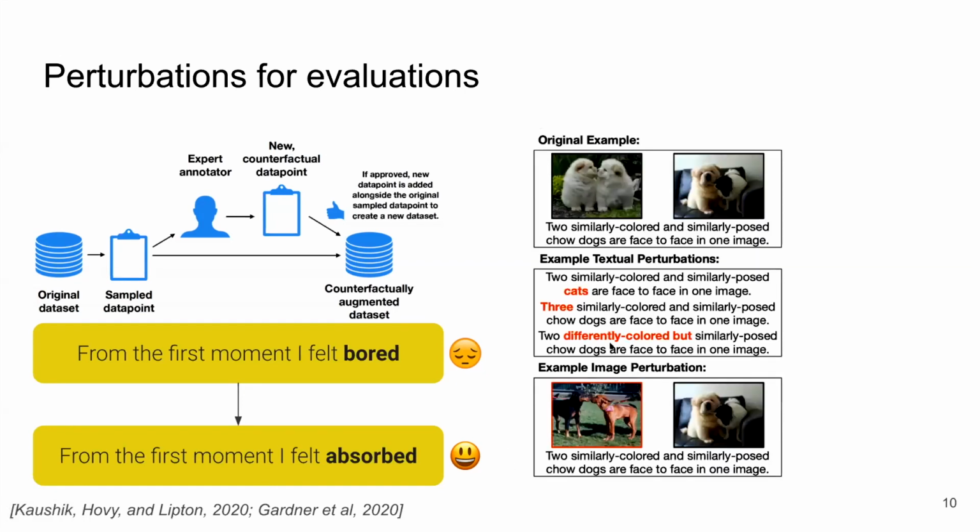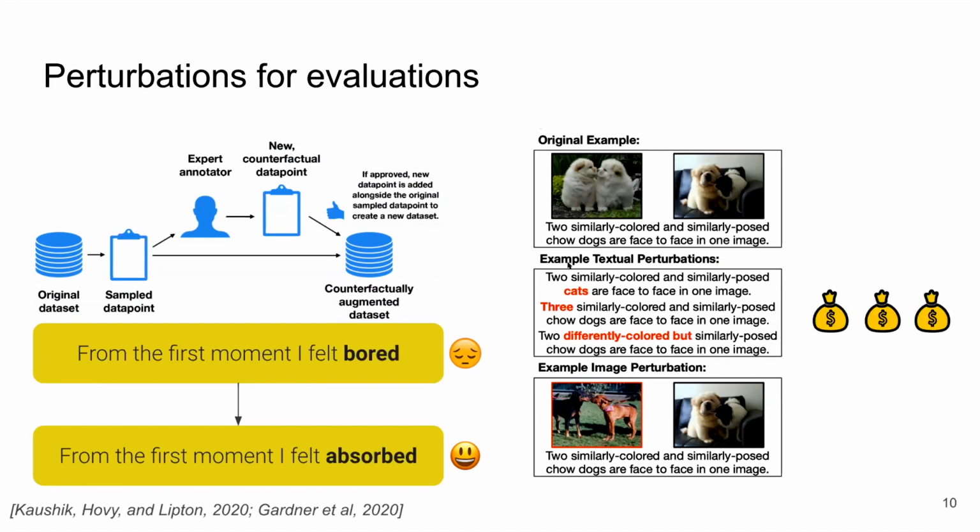And similarly, there was work by Gardner et al. that proposed contrast sets, where here, for example, given two images and a statement, you have to say if the statement is true with respect to the images. And here it's true, but if you change dogs to cats or 2 to 3, then the label changes.